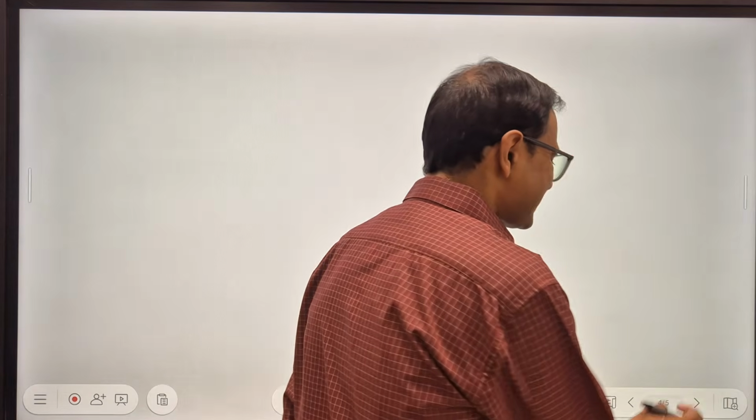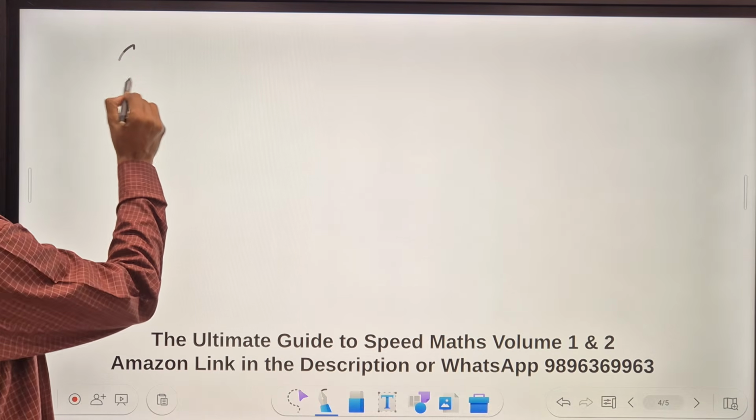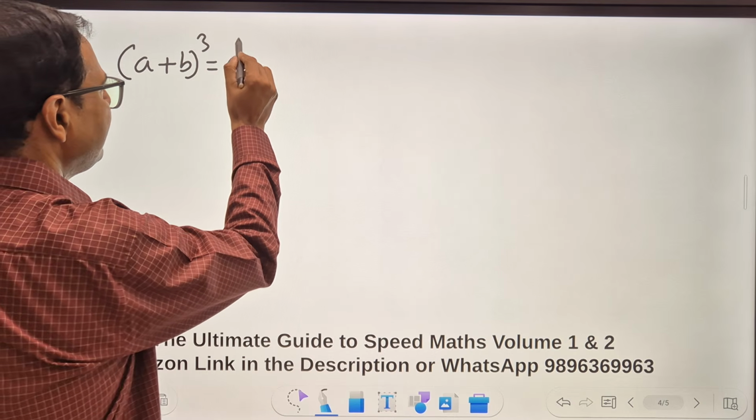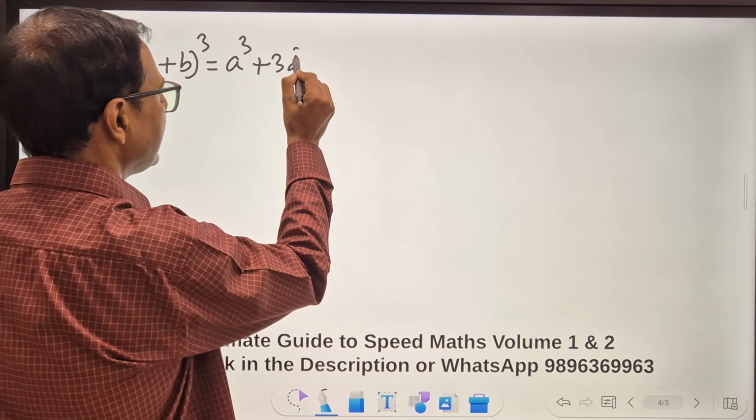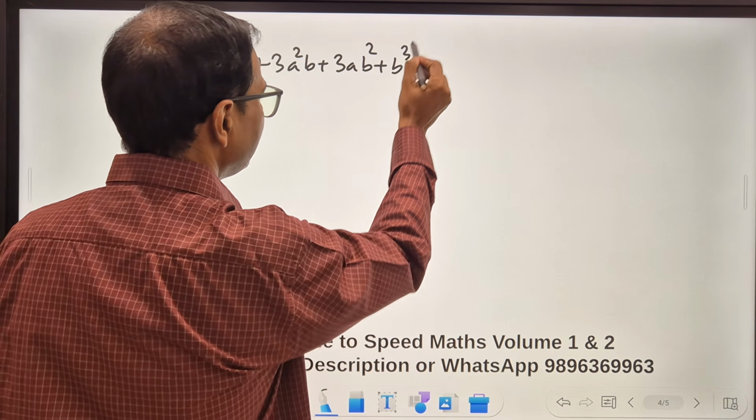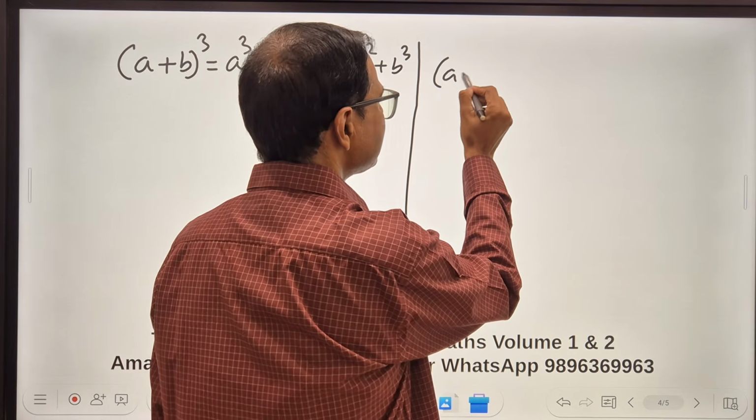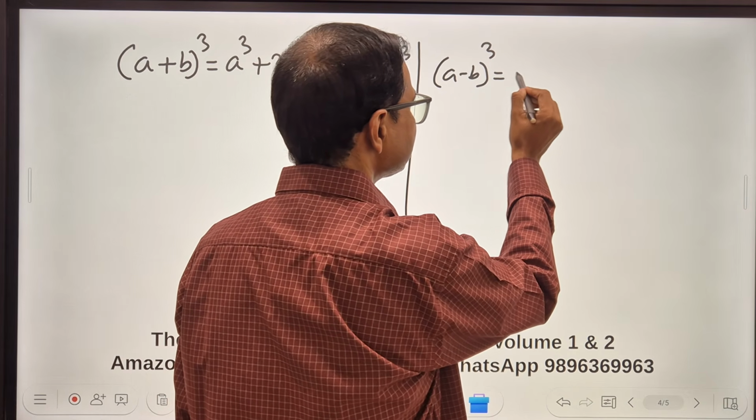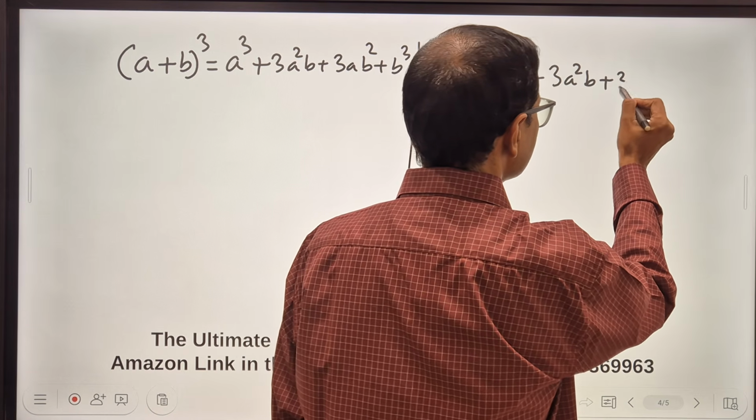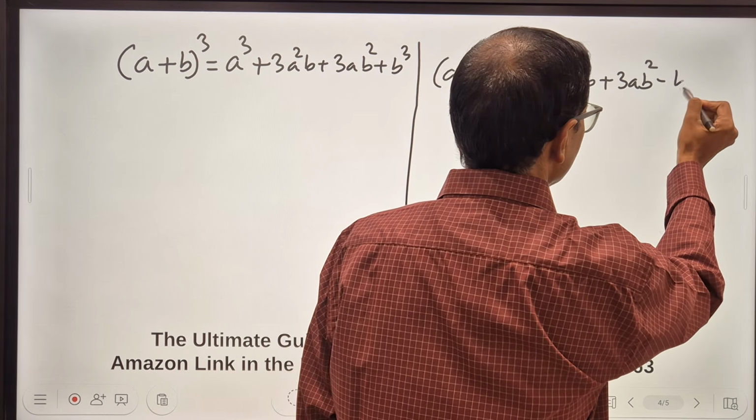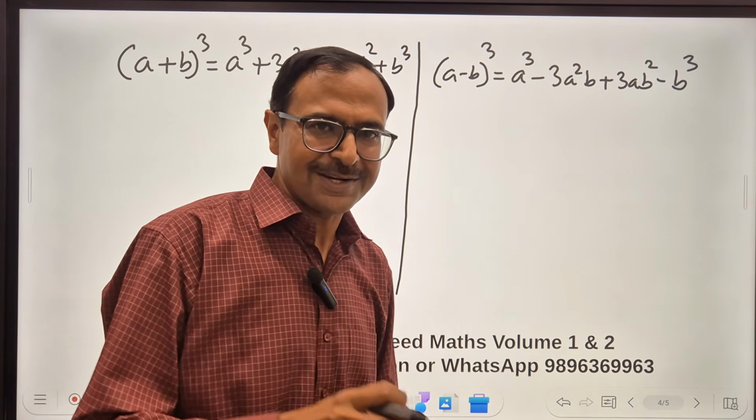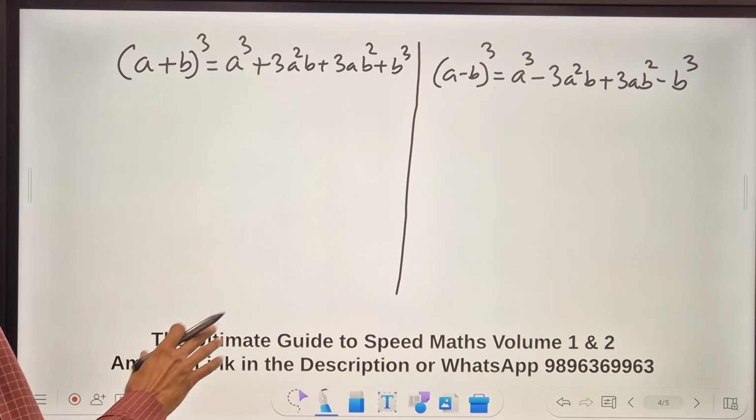Friends, let's extend the topic of algebraic identities. Now, a plus b whole cube, we derived a cube plus 3a square b plus 3ab square plus b cube, right? And similarly, a minus b whole cube, we derived it yesterday, a cube minus 3a square b plus 3ab square and minus b cube. By saying yesterday, I mean the previous video, okay? That was posted yesterday, right?